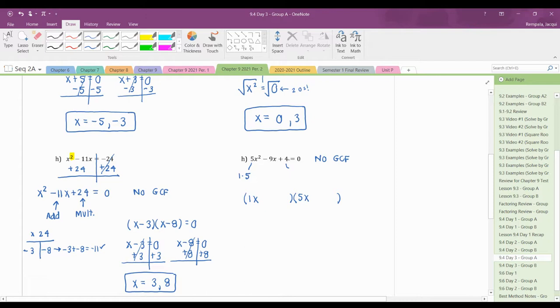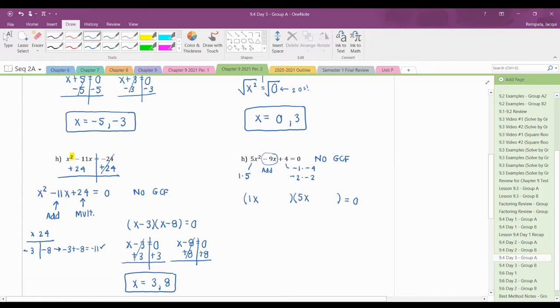If I want to multiply to a positive 4, but then in the end, I want to add to a negative 9x, well, then both of my numbers are going to be negative. So it's either negative 1 times negative 4, or it's negative 2 times negative 2. So this is where then the guessing comes into play.